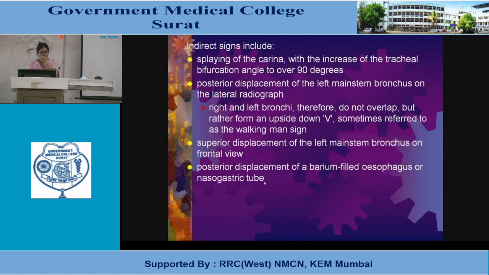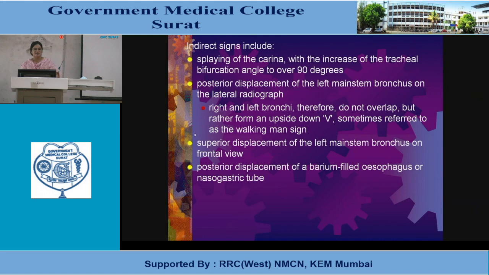Now, what are the indirect signs? Splaying, or increase of the tracheal bifurcation angle to over 90 degrees. Posterior displacement of the left mainstem bronchus on the lateral radiograph. As we know, the left mainstem bronchus forms the posterior and superior border of the left atrium. So if it is pushed back, that means the left atrium is enlarged. The right and left bronchi will not overlap, but they will form an inverted V sign, sometimes referred to as the walking man sign.